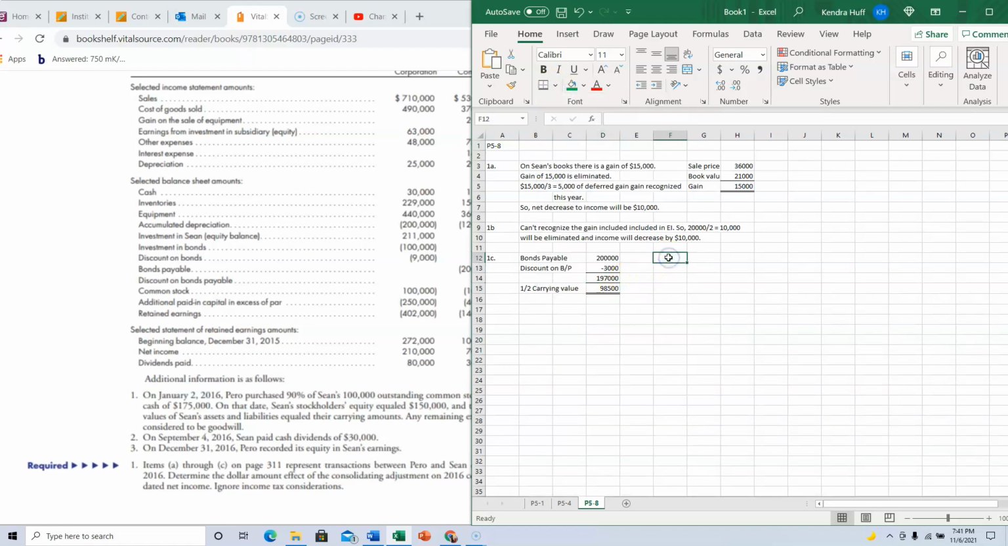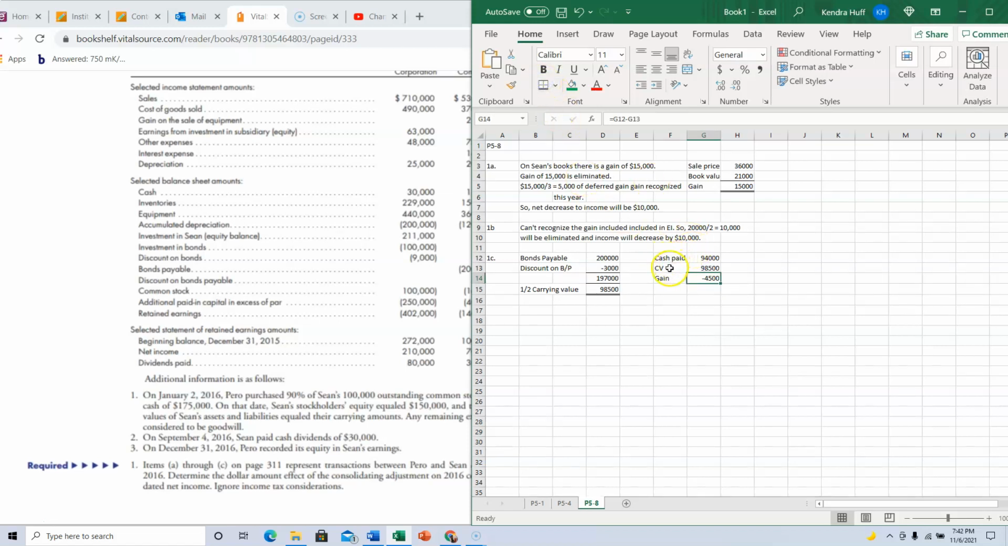Okay, we paid 94,000. And the carrying value was 98,500. So take the difference between those two, and that is a gain. All right, because they paid less, the cash paid was less than the carrying value.